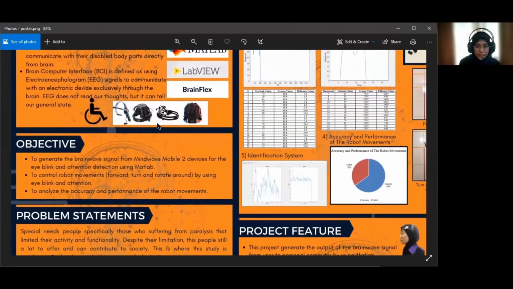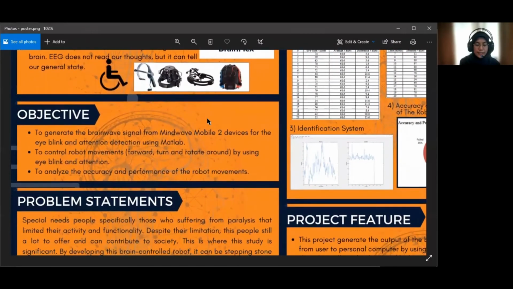Next, the objectives of this project. Firstly, to generate the brainwave signal from the MindWave Mobile 2 device for eye blink and attention detection using MATLAB. Second, to control robot movements, which are forward, turn, and rotate around, by using eye blink and attention. Third, to analyze the accuracy and performance of the robot movements.